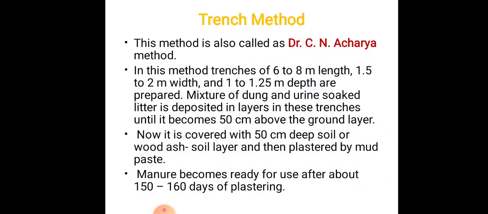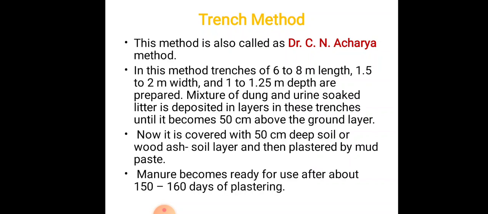The trench method is a scientific method which is suggested by Dr. C.N. Acharya. Due to this, trench method is called Acharya method. In this method, trenches are made which have specific dimensions such as length 8 meter, width 2 meter, and depth 1 meter. So this type of trench is prepared. After that, in that trench, the mixture of dung and urine is deposited in layers.